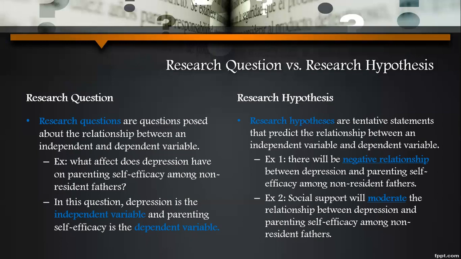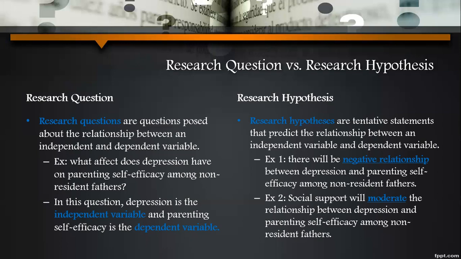So in other words, if we're saying it's a negative relationship, we're saying that as depression increases, parenting self-efficacy will decrease, or as depression decreases, parenting self-efficacy will increase. So that's essentially the same thing, right? So this is an example of a negative relationship.